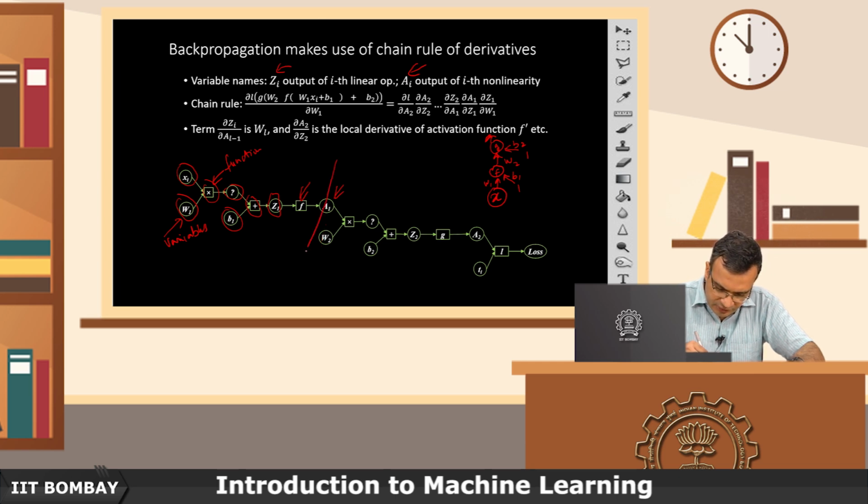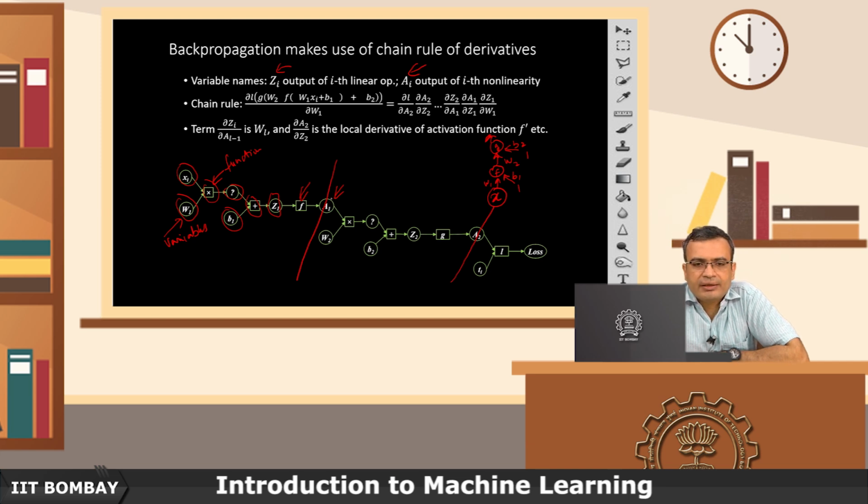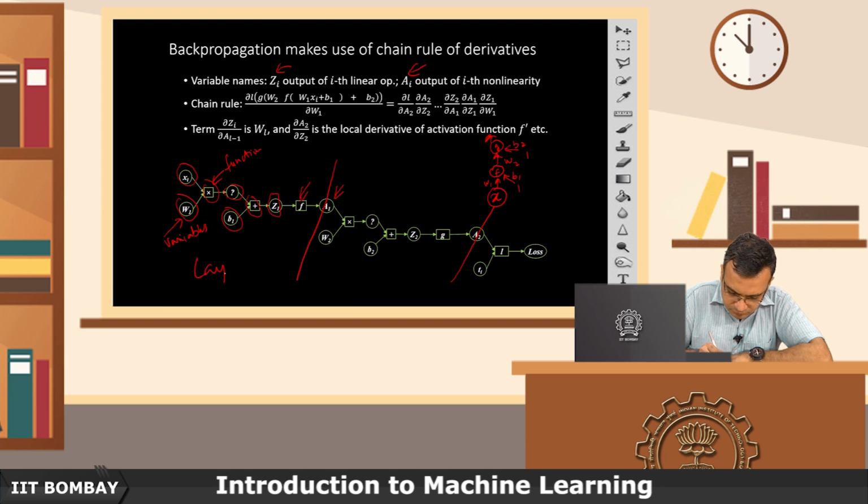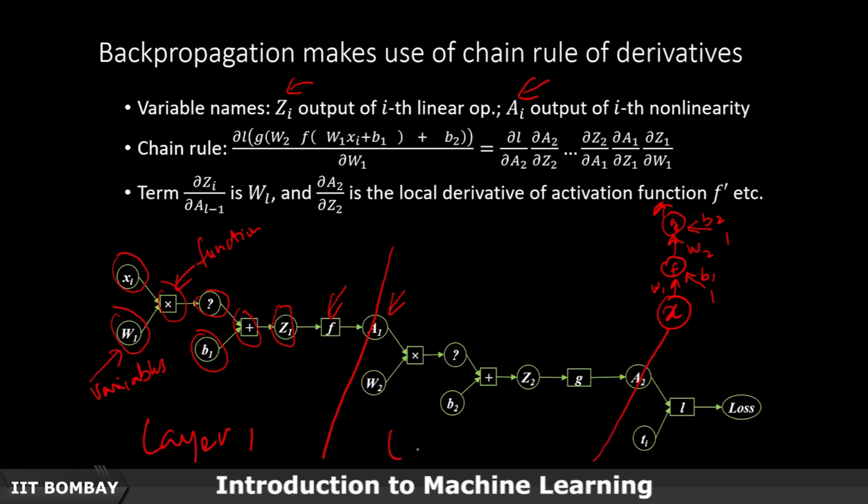So here is your first layer, and this is your second layer. The output of the first layer is the input to the second layer. So this is layer 1 and this is layer 2. The operations to the left of this line are all the operations in layer 1 to produce this output A1, which becomes input to layer 2.